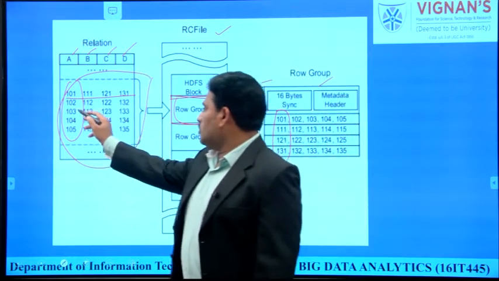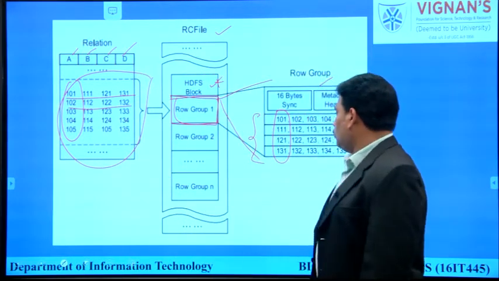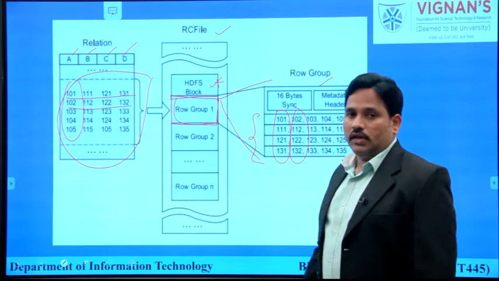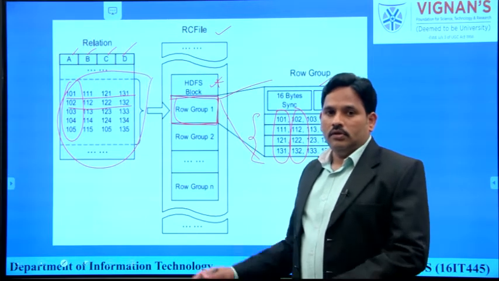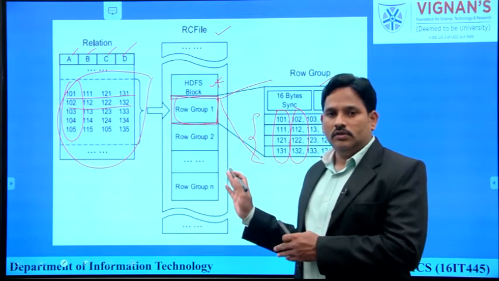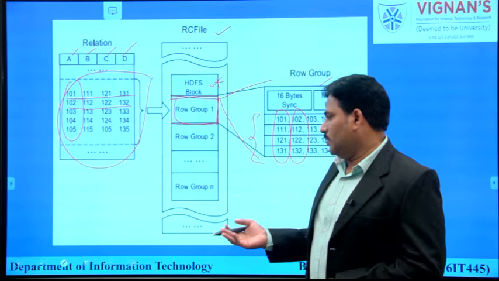In the second column we have 102, 112, 122 and 132 represented. That means, let us take a mathematical example. Here we converted rows into columns and columns into rows. That means a transpose has happened.